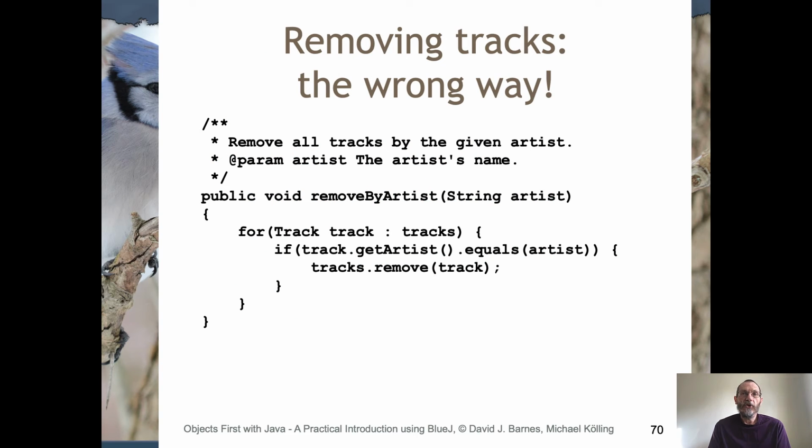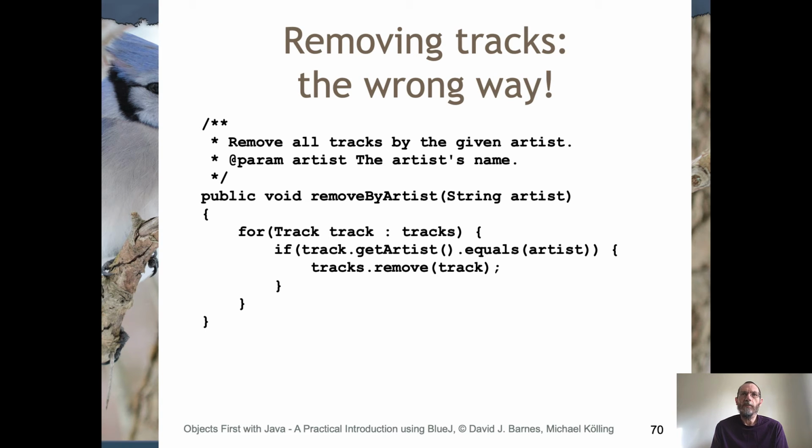Suppose that we want to iterate over our list of tracks, and there's a particular artist that we no longer want their works in our music organizer, and so we're going to iterate through. Every time we find a track that matches the artist, then we want to remove that track from the collection. If you're used to thinking of iterating over a whole collection purely in terms of the for each loop, then you might be tempted to write code something like this.